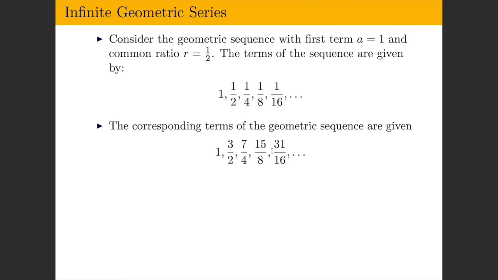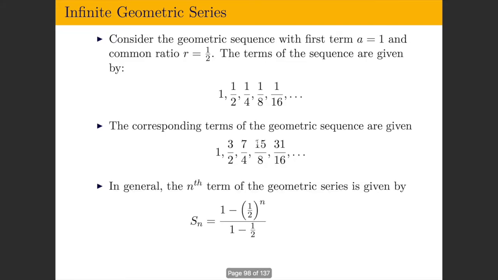However, in general, what we could say is that for the nth term of the geometric series, we're going to use the formula that we've derived before, which looks something like this. Usually there's a 1 minus r to the n over 1 minus r. But in this case, our a, remember, is equal to 1, and our r is equal to a half, so we're replacing this r here with a half. We're going to do some simplification here in the denominator. 1 minus a half just becomes a half in the denominator.